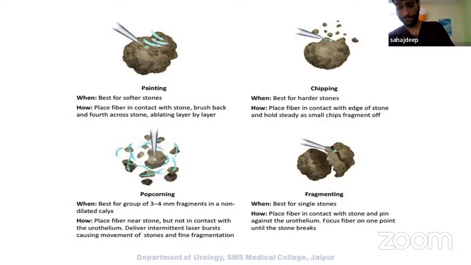Fragmentation is best for the single hard stone. We target the center of the stone and fire a short burst of energy, which causes the stone to fracture along its natural cleavage line. We continue again and again to achieve fragments of smaller size. Then by the process of popcorning, we achieve the fine dust.